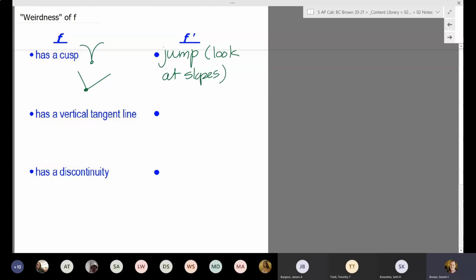And we'll see what that looks like when I start graphing it, but what I mean by looking at slopes is that at a corner or a cusp, you have a sudden change from negative slopes to positive slopes. So when you graph it, you'll have some slopes that are below the x-axis, and then they immediately jump up to have some slopes above the x-axis.